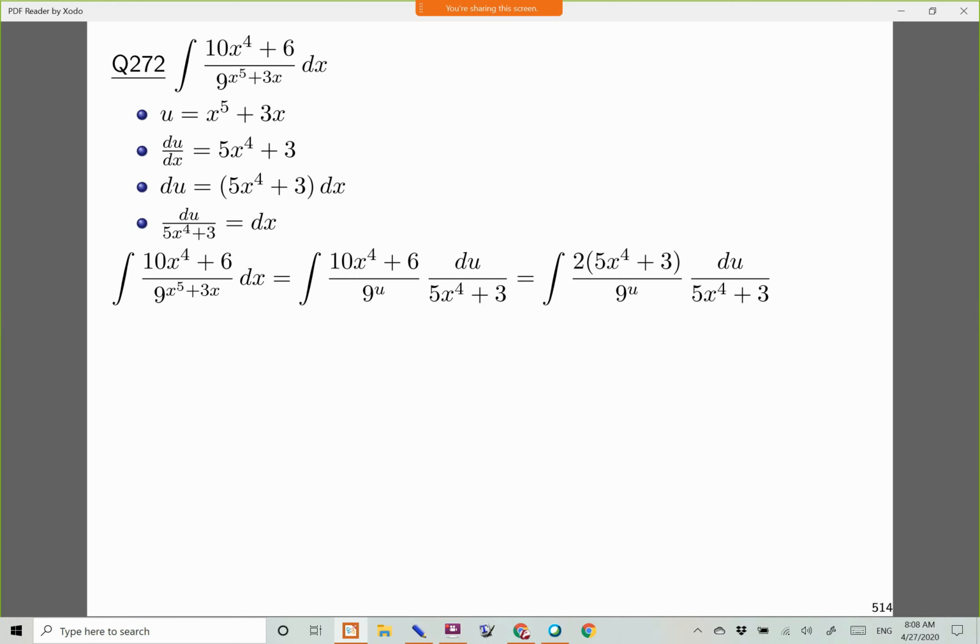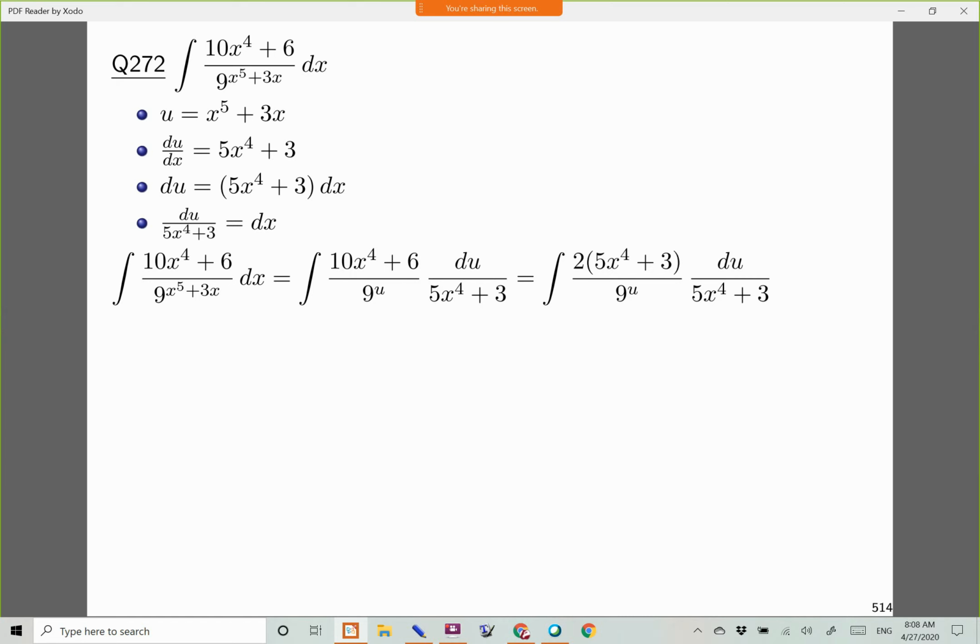Everything else here was copied in place, but now check this out. Now that you have this factor of 5x to the fourth plus 3, and in the denominator, the entire denominator of a fraction is always technically in its own set of parentheses, so you have that times 1 as a factor. Now we can cancel those, right? So let me get rid of all those cancellation lines. Sometimes that's a lot to read through.